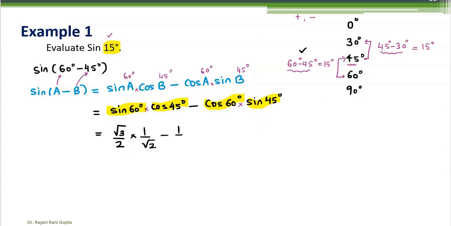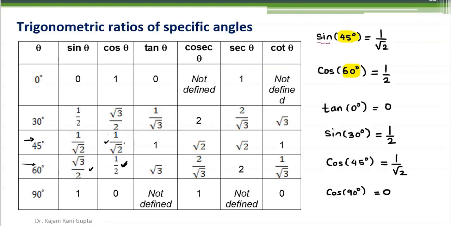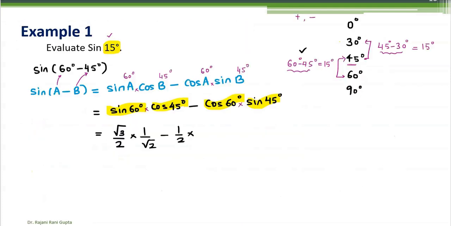So 1 by 2 times sine 45 degree. 45 degree with sine, so it is this value, 1 over root 2. Now you know how to simplify. It's like multiplication of two fractions. Multiply root 3 with 1, 2 with root 2. 1 with 1 and 2 with root 2. So what does this give you?